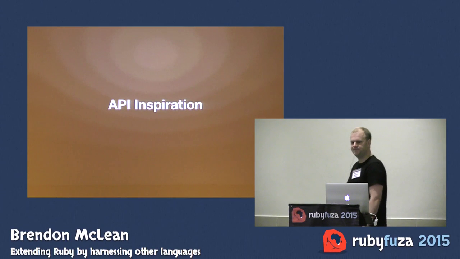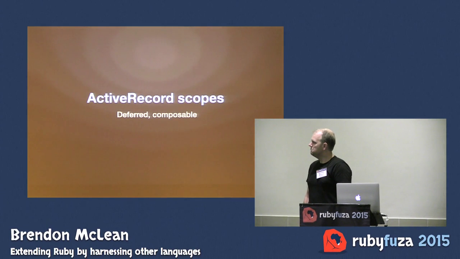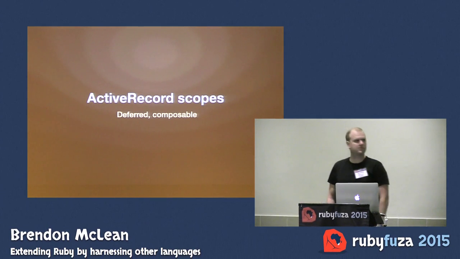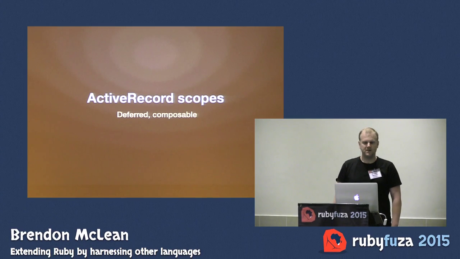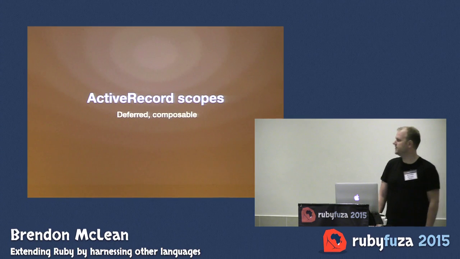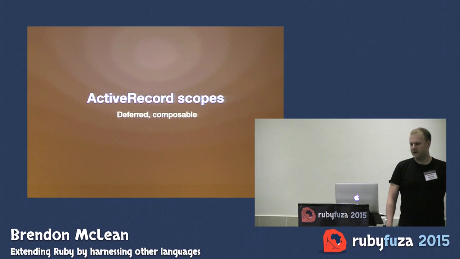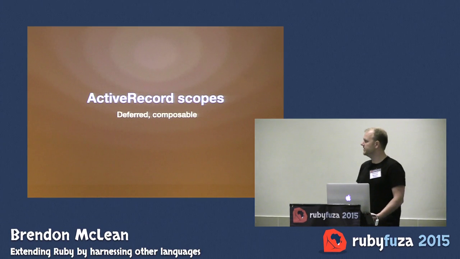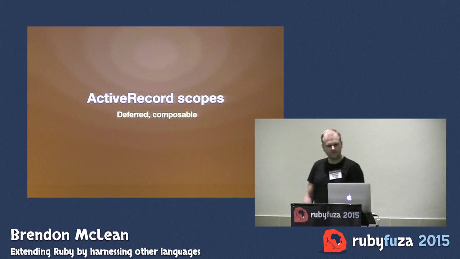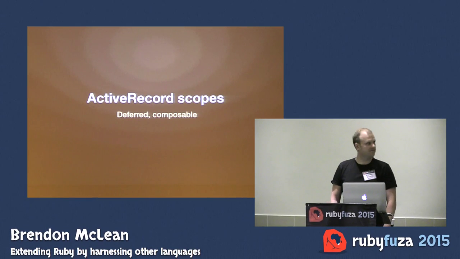So inspiration, Active Record scopes. Active Record is kind of doing something similar. You've got a Ruby API that's deferred and composable, and you're actually ending up writing SQL and executing that remotely. So that's kind of the same type of thing that we wanted to do. And the great thing is, Active Record feels like Ruby.